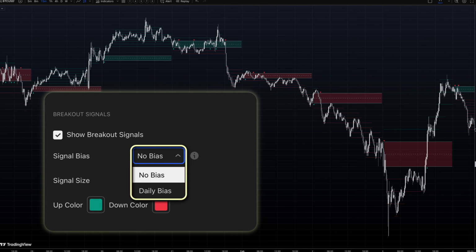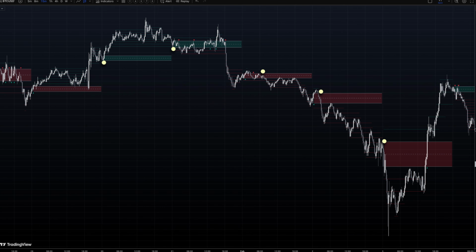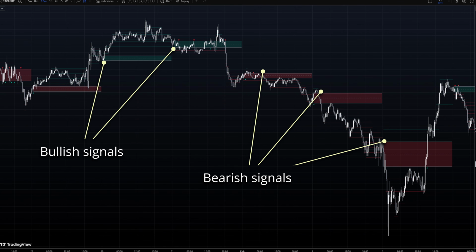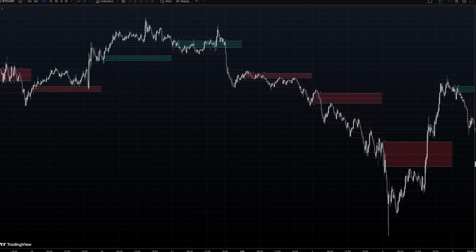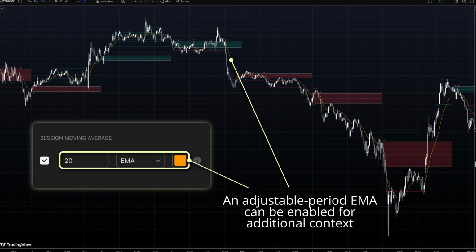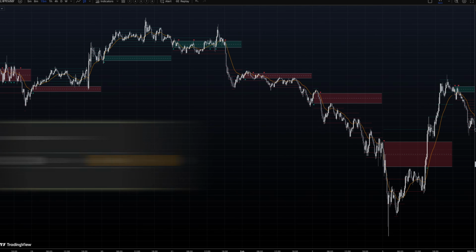A notable feature is the daily bias option that considers the relationship between current and previous opening ranges when generating signals. When enabled, signals only appear in the direction of the current day's bias, bullish when today's opening range midpoint is above yesterday's, bearish when below. The indicator also offers an optional session-based moving average that resets at the beginning of each session, providing additional context for price action relative to the opening range.